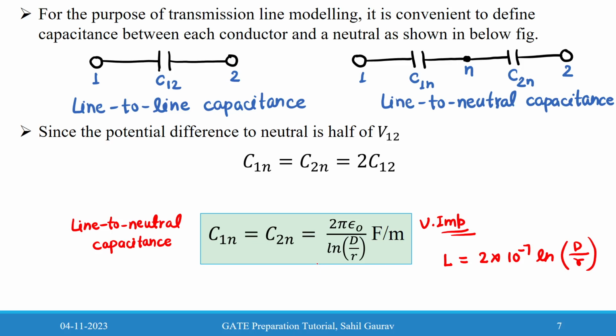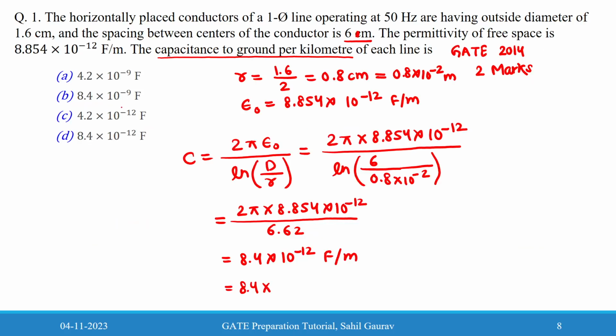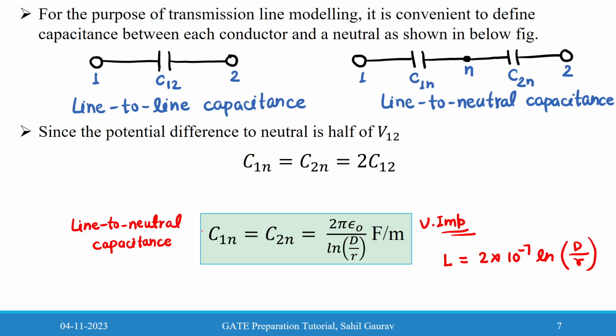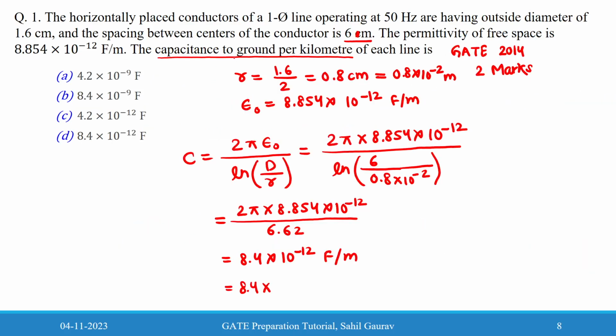So remember this expression. Why have we used this expression? Because it is asked with respect to ground, which means you have to calculate the line to neutral capacitance. If they had not given this reference, you would have to calculate the line to line capacitance. And another thing is that it is asked per kilometer, so it will come as 10 to the power minus 9 farad per kilometer.